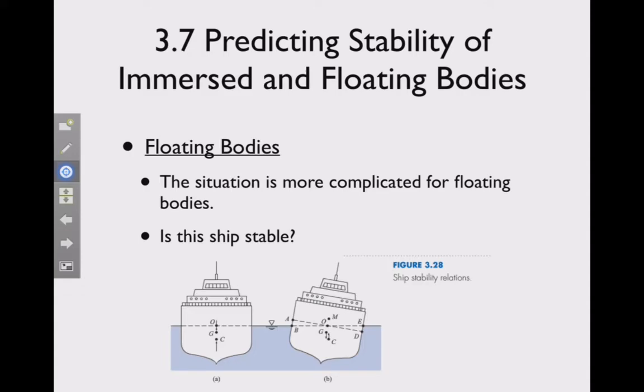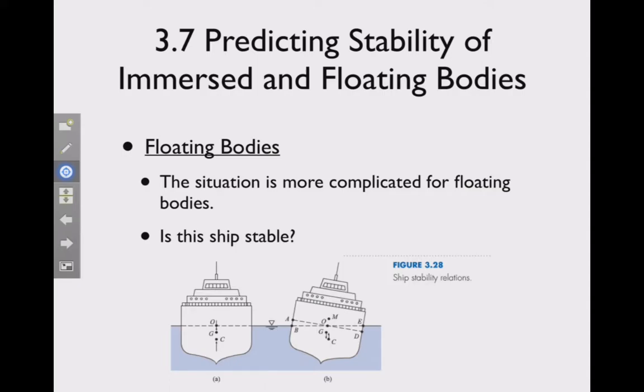Obviously, this is important because ships do heel and tilt a lot as they go through ocean waves, because the surface is not typically smooth. And ships typically have these characteristics where they can take quite a bit of heeling and not become unstable.